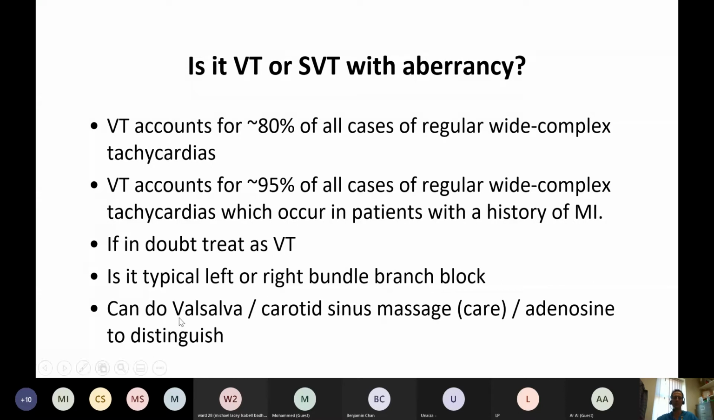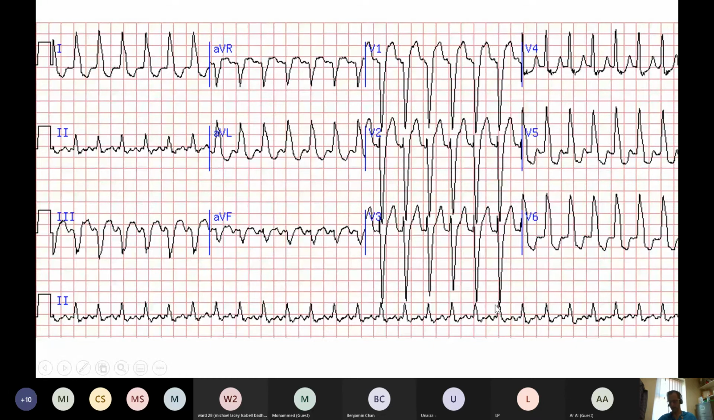You can also do things like a Valsalva maneuver or carotid sinus massage or adenosine to distinguish VT, because if you can slow the rate down, often it becomes much clearer. But again, be very careful with something like carotid sinus massage. So what does everybody think of this broad complex tachycardia?